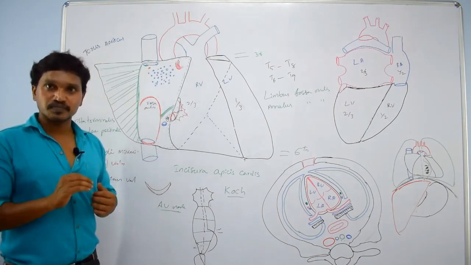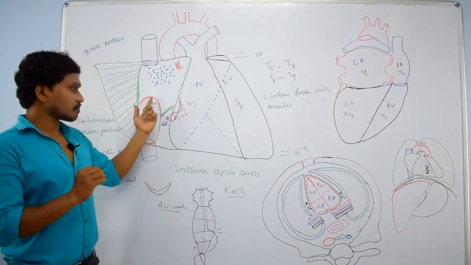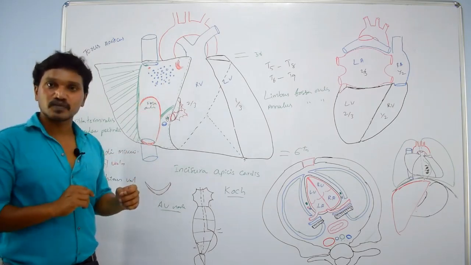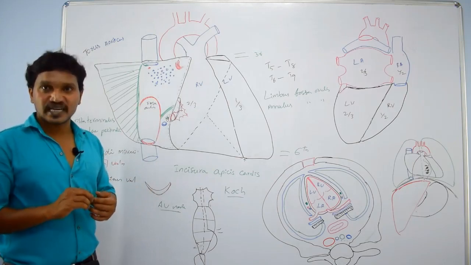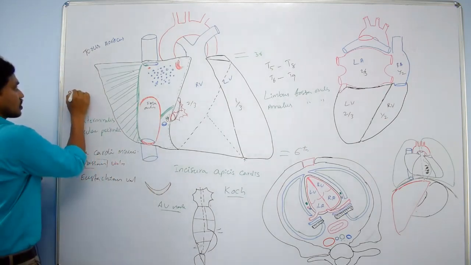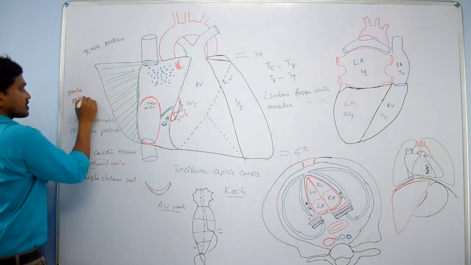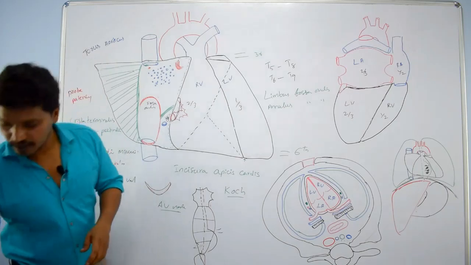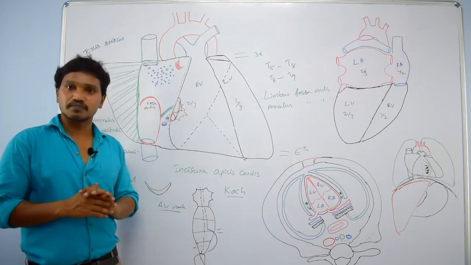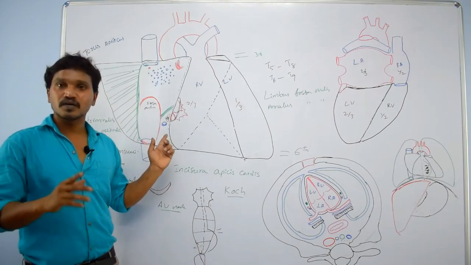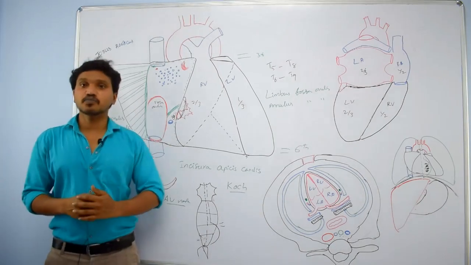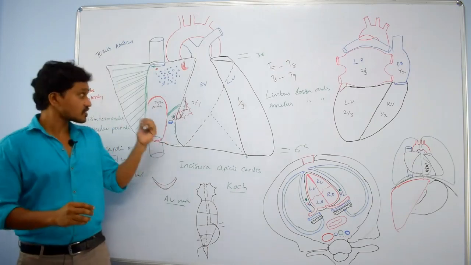Right? Sometimes there will be a gap between the septum primum and septum secundum. That means just below the limbus fossa ovalis we can see a small foramen. This foramen we call probe patency of foramen ovale. Actually 25% of people have probe patency of foramen ovale without any symptoms. Anatomically the foramen will be there, but physiologically it is closed. No blood passes from right to left or left to right. Clear?